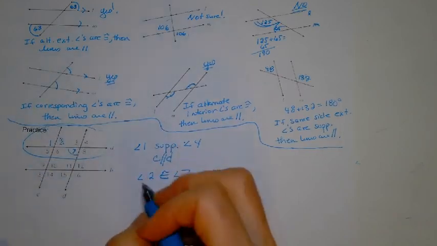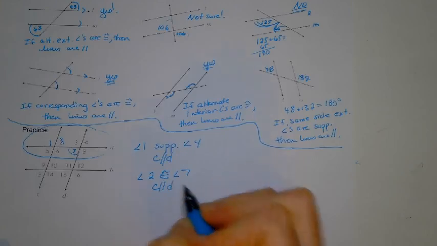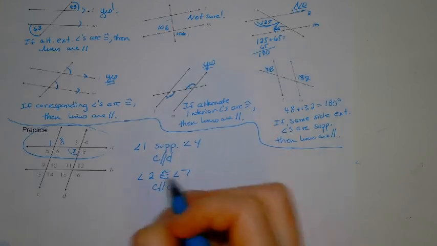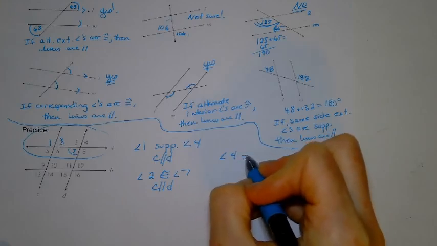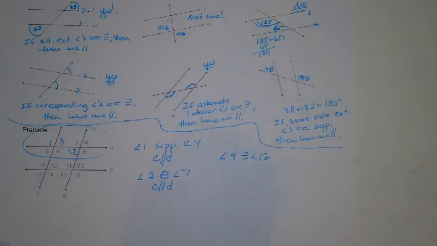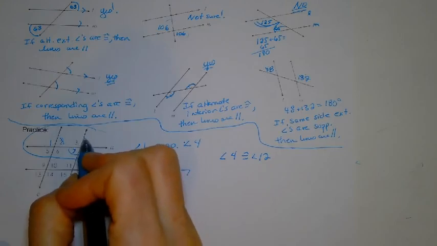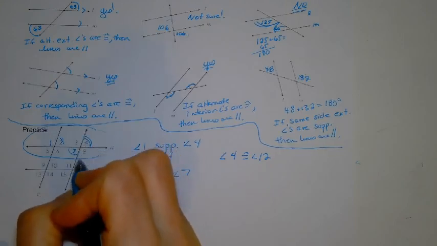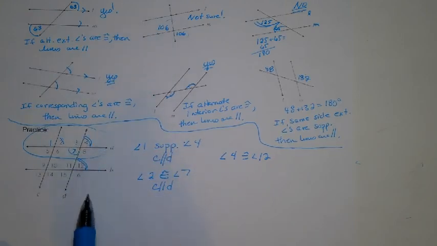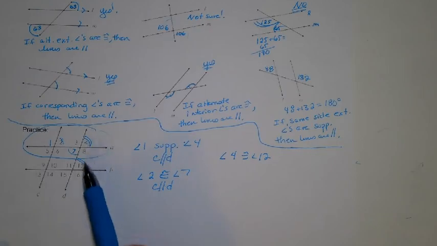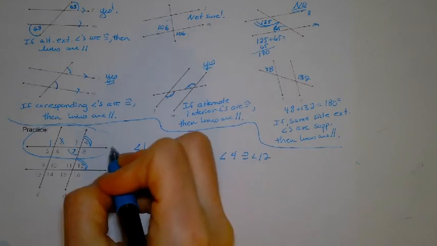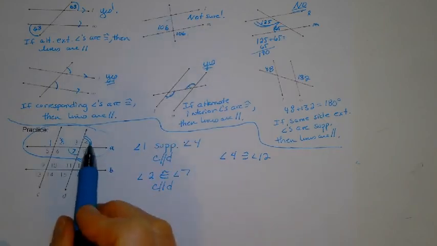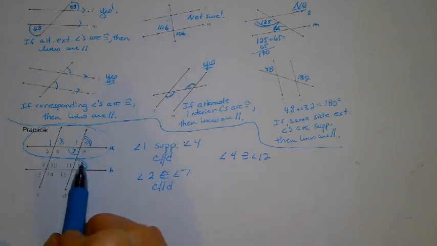Okay, let's try another one. Let's say angle 4 is congruent to angle 12. So this angle right here, 4, is congruent to angle 12. If these two angles are congruent, can we say that lines A and B are parallel? Well, these are corresponding angles. If corresponding angles are congruent, then the lines are parallel. So yes, A is parallel to B.